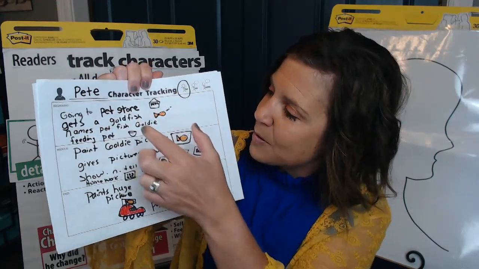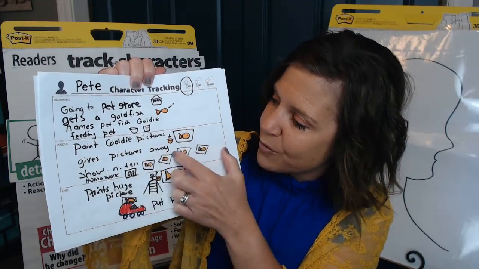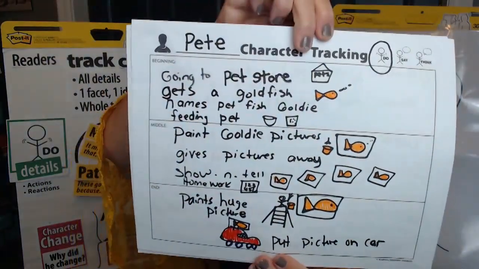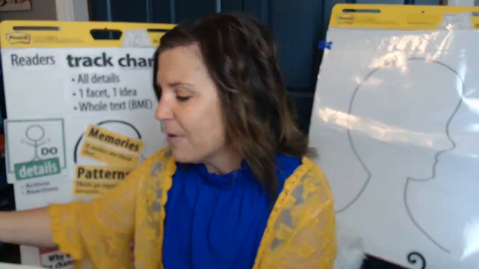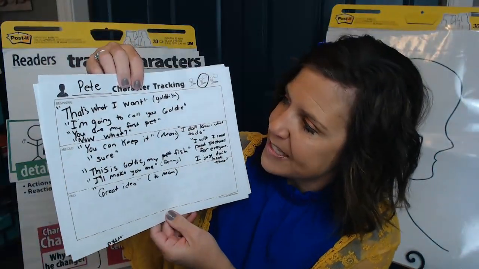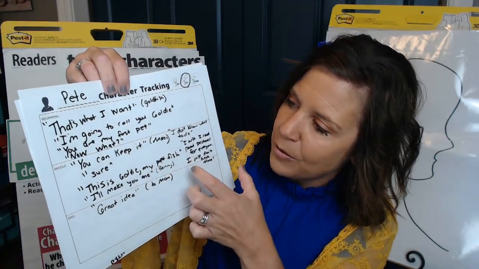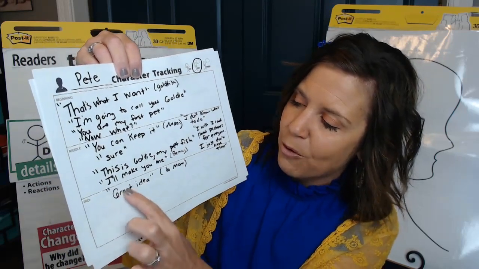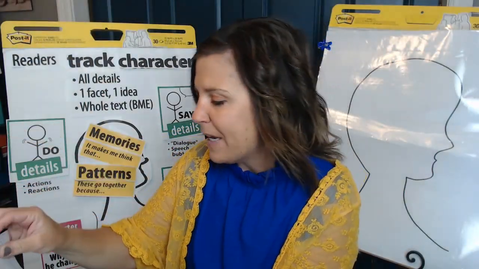He was going and getting his goldfish, Goldie. Then he was painting pictures for everyone, and then remember, he painted that huge picture at the end. We tracked what he did. So we might use some of those details. We tracked what he said, the words he was actually saying. You are my first pet. I'm going to call you Goldie. This is my pet fish, Goldie. He tells Mom, great idea. Remember when she comes up with her idea to paint the huge painting?